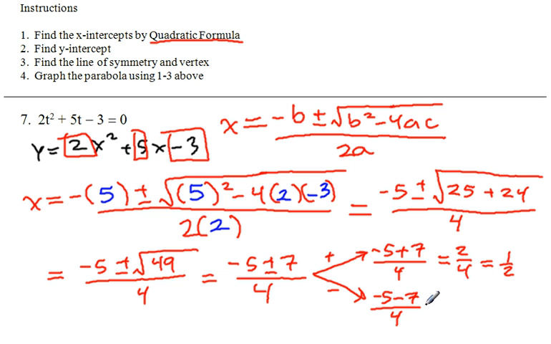Negative 5 minus 7 is negative 12. And then over 4, that divides in 3 times, and there's a negative, so we have negative 3. So these 2 values here are the x-intercepts, but we're going to write them as points.